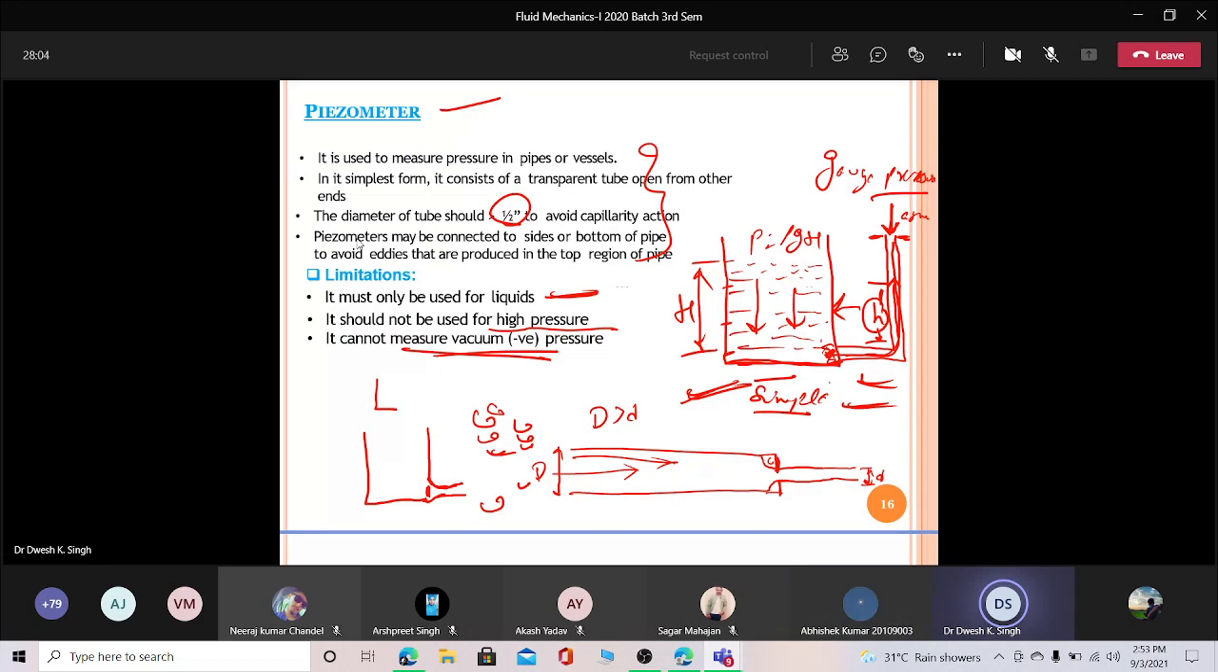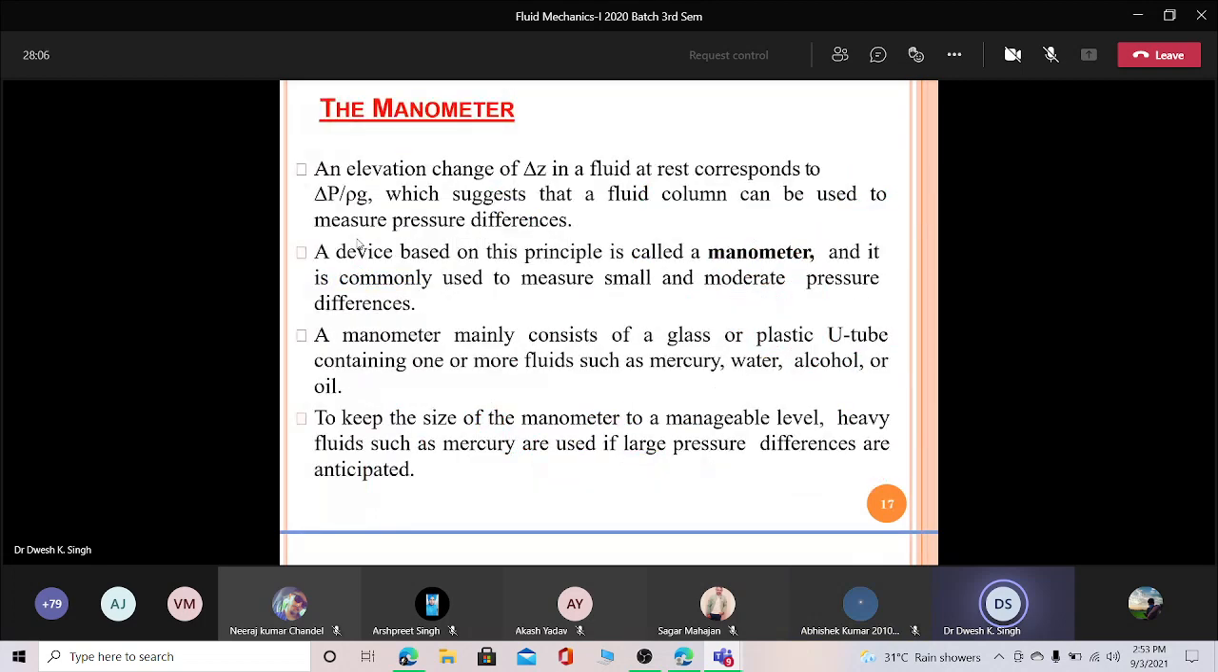Okay, so now let's discuss the manometer. An elevation change of delta z in a fluid at rest corresponds to a change in delta P by rho g. Obviously, we have the expression, and we can easily understand this, that we have already derived this equation from the hydrostatic law.